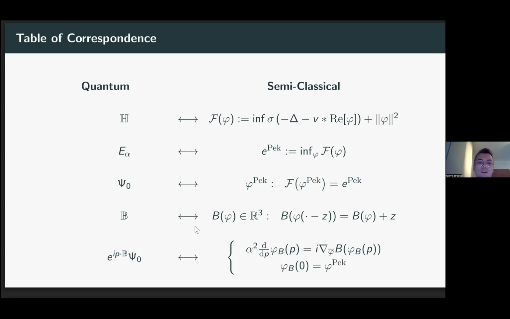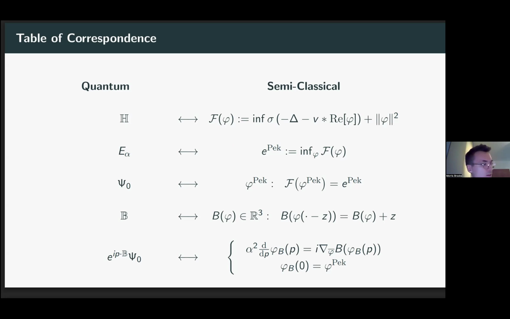And finally, the unitary semigroup just corresponds to a Hamiltonian flow. So instead of having commutators generating your dynamics, you have this Poisson structure generating your semi-classical flow. And now that everything is semi-classical, I just have to optimize the semi-classical problem.